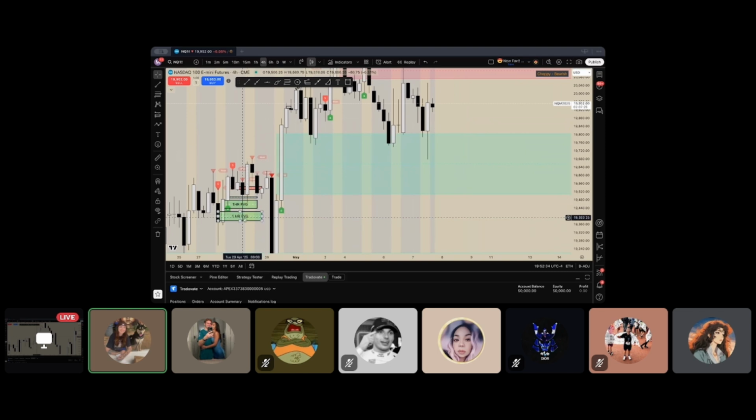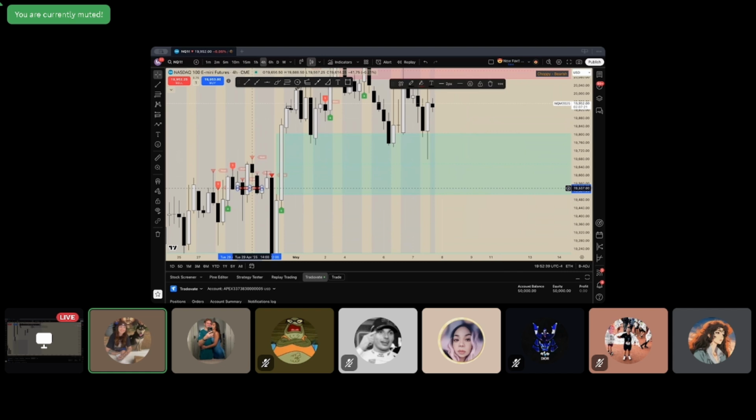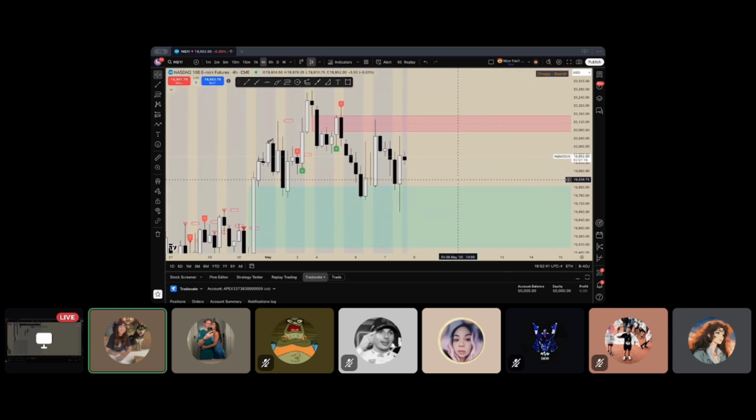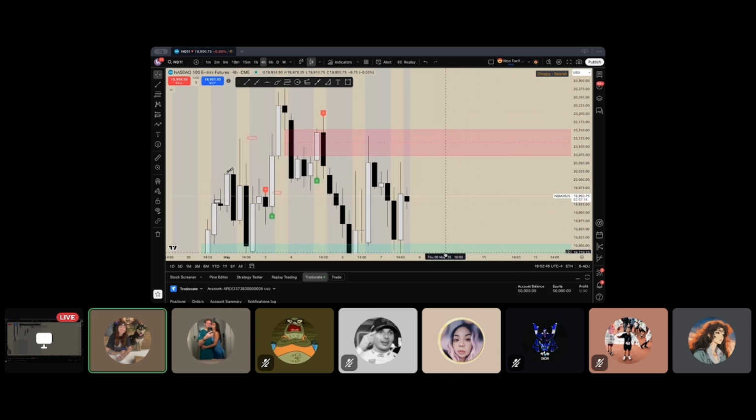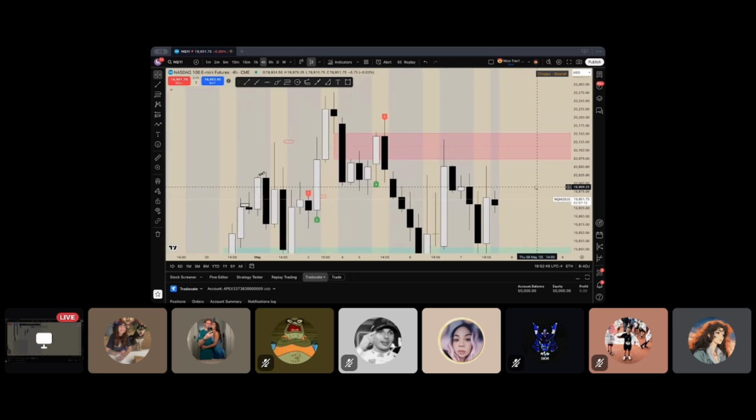Like, I used to do that. This is so helpful. Green is bullish, red is bearish. Okay? Okay, look. Even on longer time frames, okay? Look at this. This is sick.